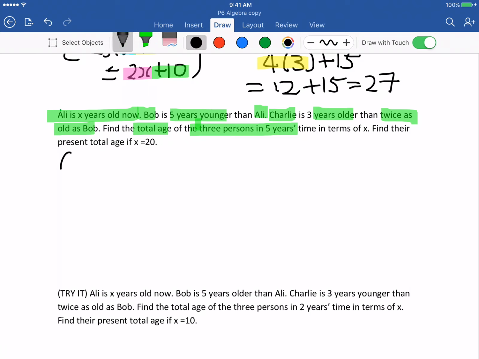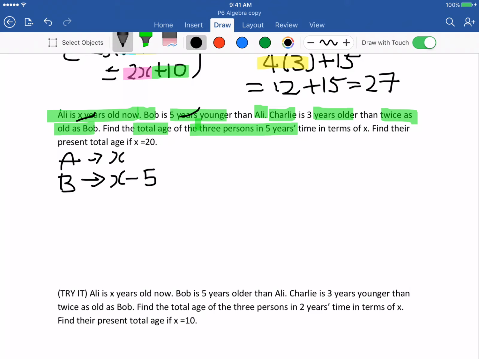So what I need to do is actually do clue by clue. Let's write A first. A represents Ali. Ali, in this case, is how many years old? x years old. Bob is 5 years younger than Ali, so Bob will be x minus 5. The next one, we use this clue.